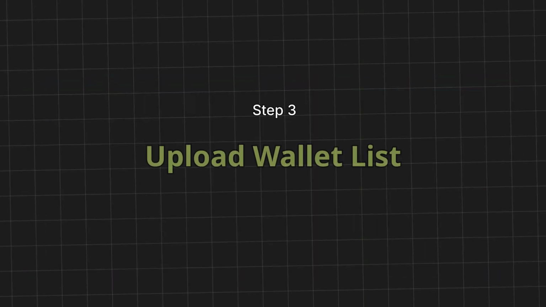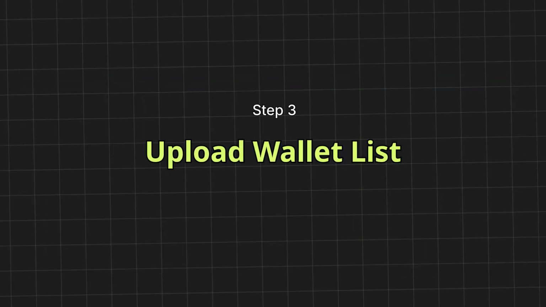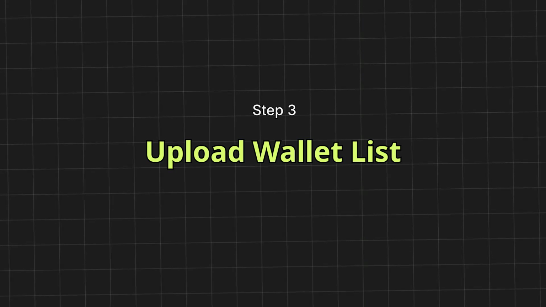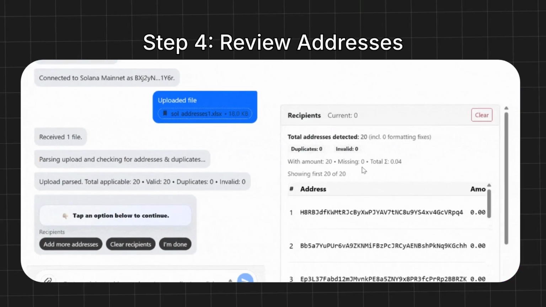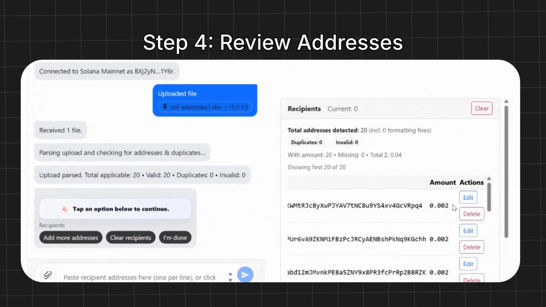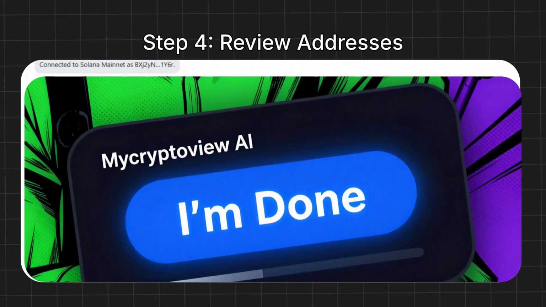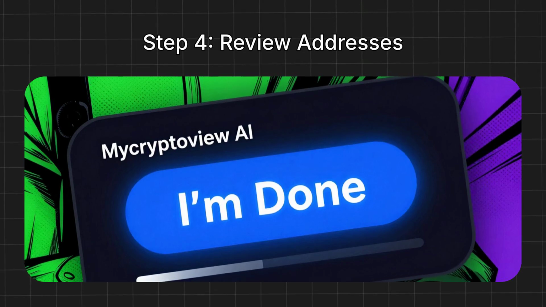Click the upload icon and upload your wallet address list. You can use formats like CSV, TXT, or paste addresses manually. Carefully review your wallet list. Check for errors, duplicates, and confirm the number of recipients. Then, click I'm done to continue.